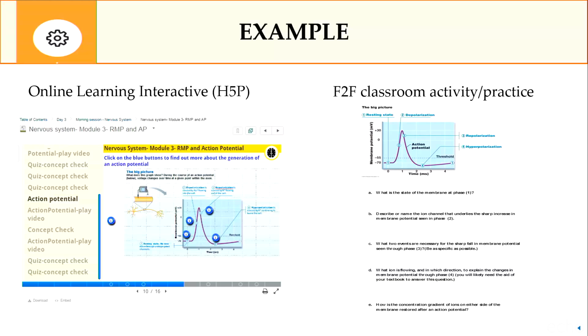And then when they came into the classroom, students were actually asked to complete in teams the same activity. So we have the same sort of graph. Those were the terms that students learned previously, and then they were asked a series of questions. So students could choose to actually do this prior to class.